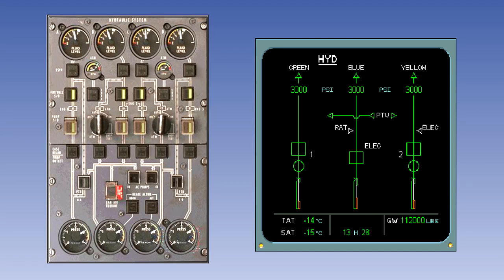In this lesson, we will look at the controls and indicators for the hydraulic system. Firstly, those used on older aircraft, and then we will examine the indications given to pilots on the electronic screens used on most new generation aircraft.